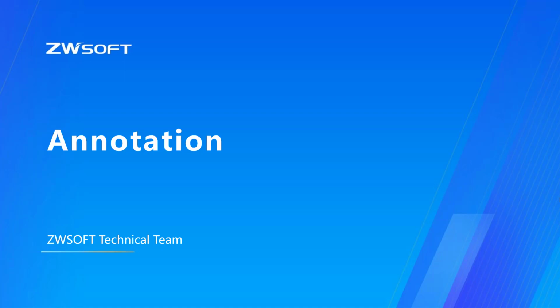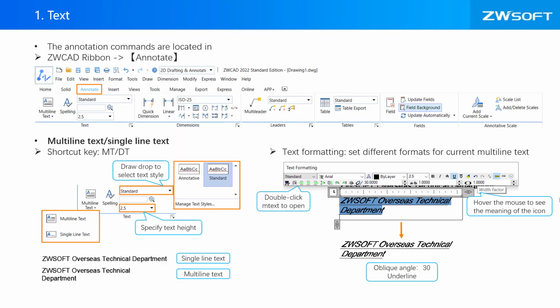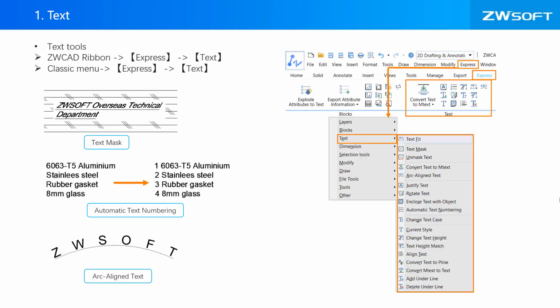In this video, I will talk about annotation in ZWCAD, in which I will introduce text, table, dimension, leader, and mLeader. Annotation commands are located in Annotate tab on the ribbon. You can find options to create multi-line text and single-line text here. Double-click your multi-line text to open text format settings. You can also find different text tools in the menu or through Express on the ribbon.